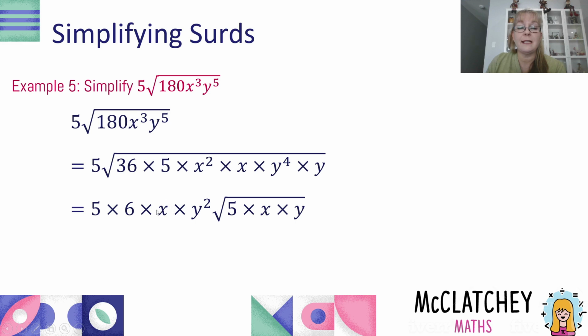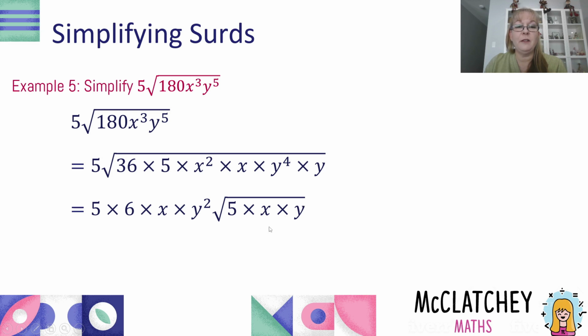So now I've got an x that's now sitting out the front of the surd. And y to the power of 4, remember when we do the square root, the square root means to the power of a half, so 4 times a half is 2. So now we've got y squared out the front. This is where those index laws come in handy. And what's left behind under the square root sign is this 5, which jumps here, this x here, it jumps here, and this y here.